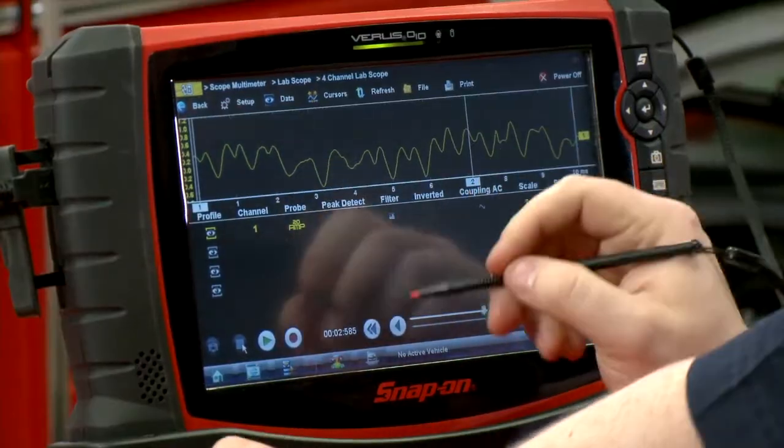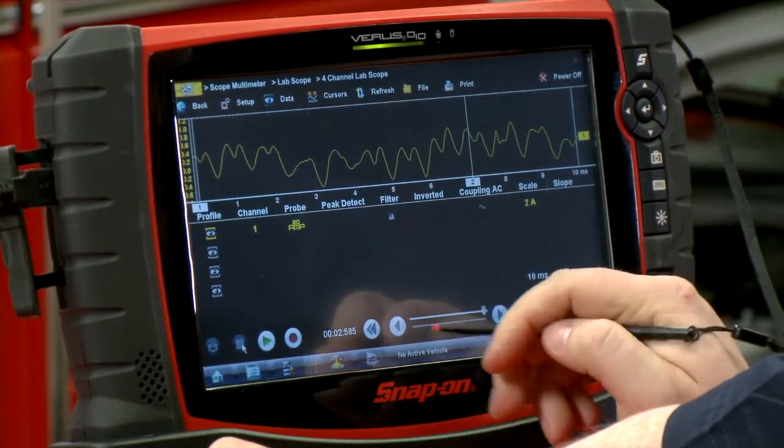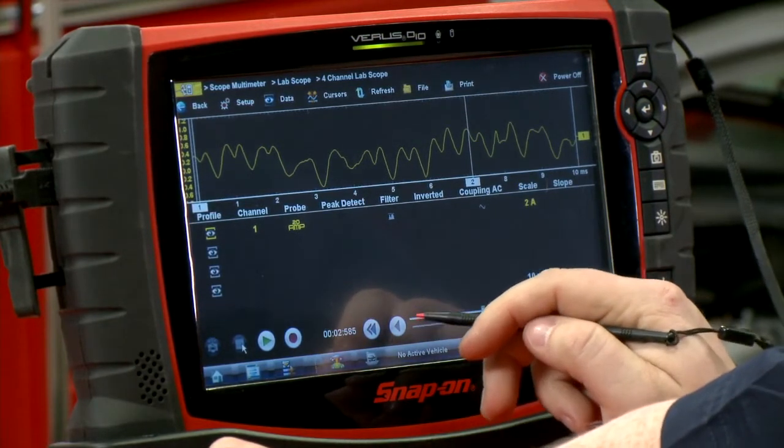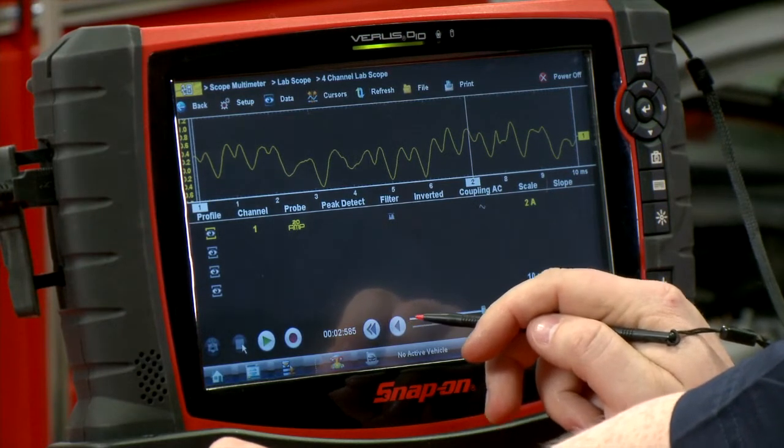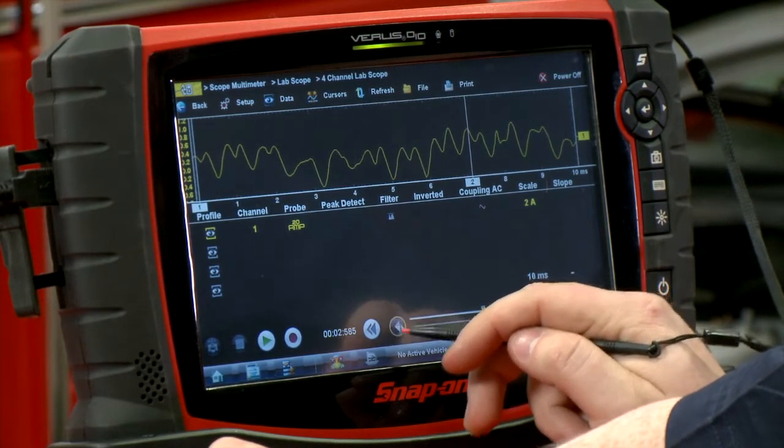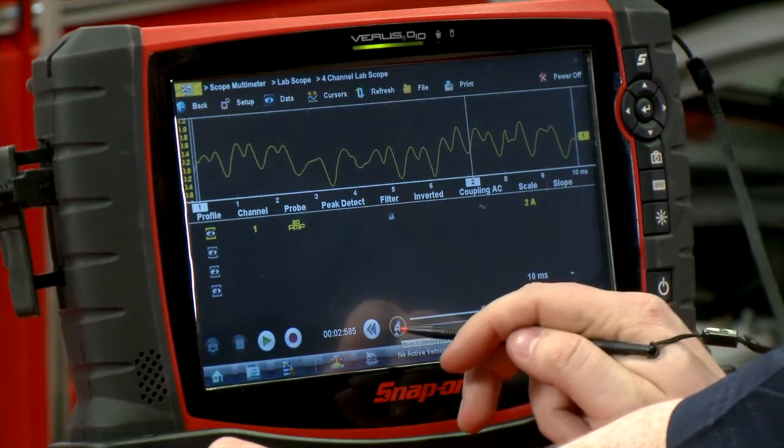All right, so here's our pattern, and this is an indication of a fuel pump that seems to be on its way out. This guy came in, he had a bit of a stumbling issue going up hills, so let's take a look and see what the problem might be.